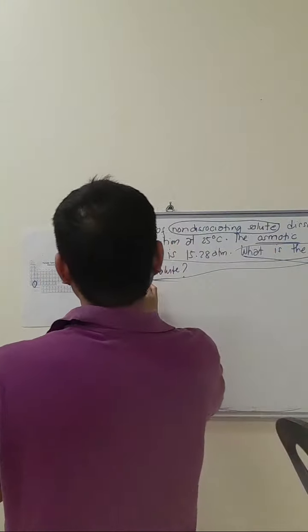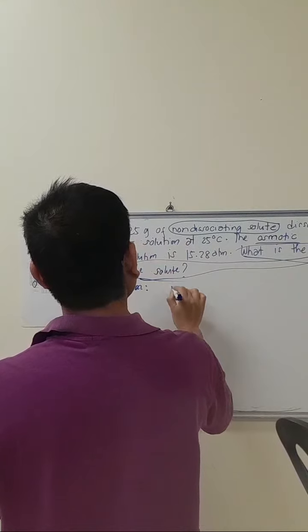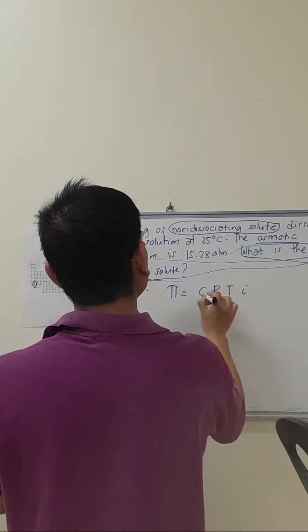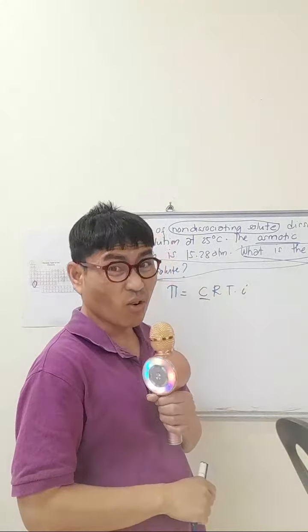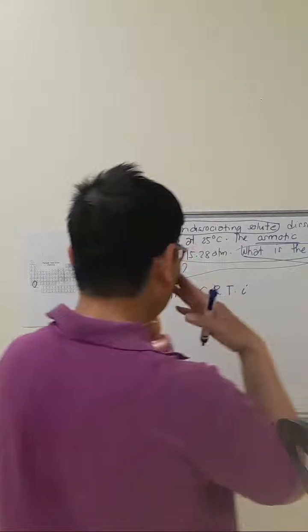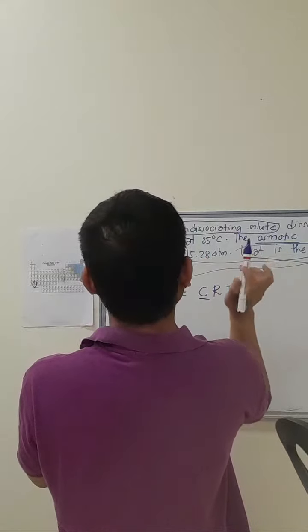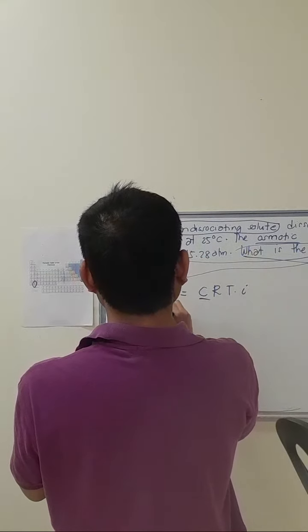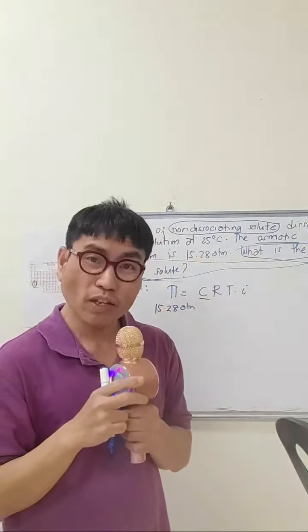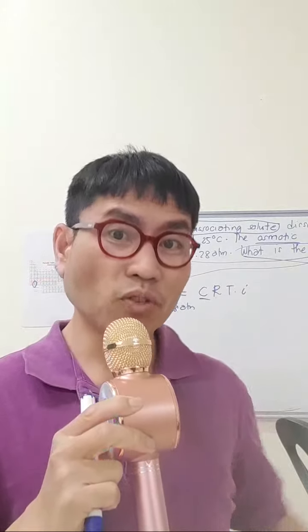Our solution here is this. Osmotic pressure is equal to CRTi. We will just use C, guys, because C is concentration. Anyway, you can also use molarity, but I'd rather use C. So the osmotic pressure is given in the problem. The osmotic pressure of the solution is 15.28. So meaning to say, guys, this osmotic pressure is the osmotic pressure of the solution. It's not the osmotic pressure of the solvent. It's also not the osmotic pressure of the solute. You have to take note of that.